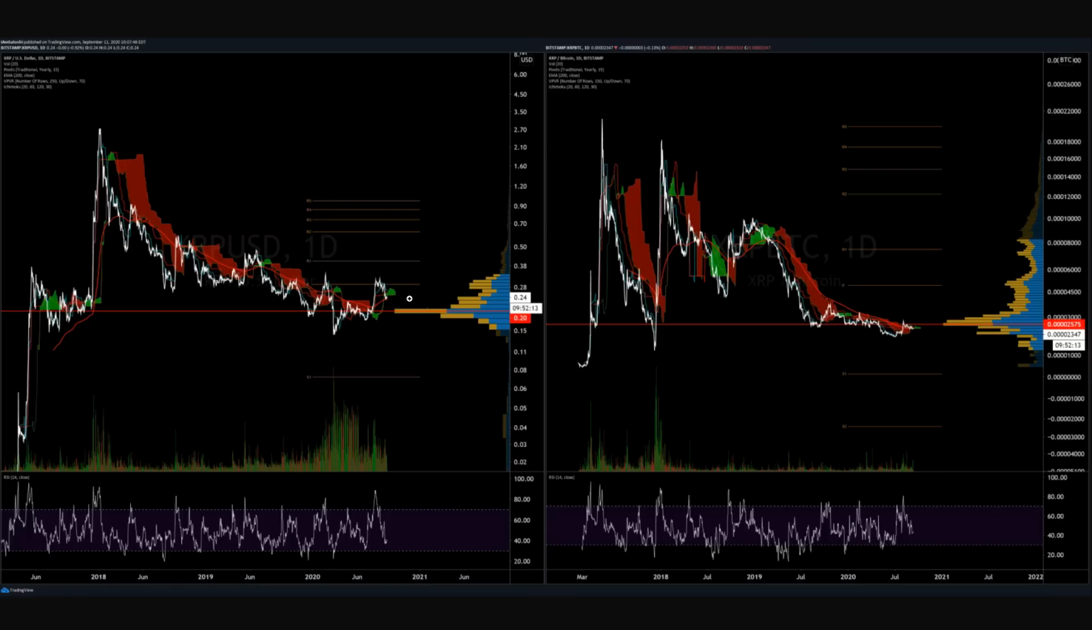Is it a mean reversion? Yes. Is it a soft buy? Sure. But am I going to buy it in a vacuum? Probably not. Especially considering for XRP's case, it has failed to stay above the 200 for any extended period of time since 2018, since 2017. It's really not stayed above the 200 EMA.